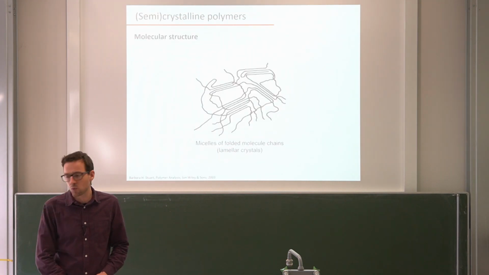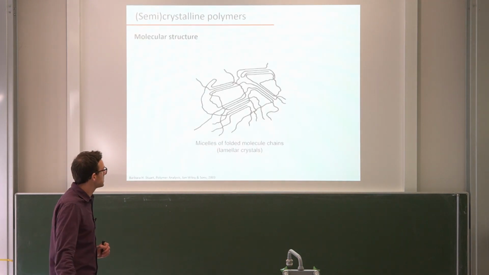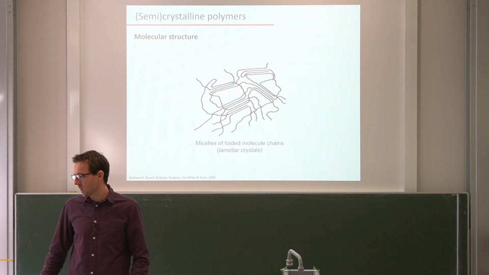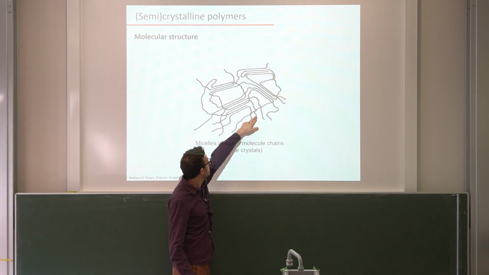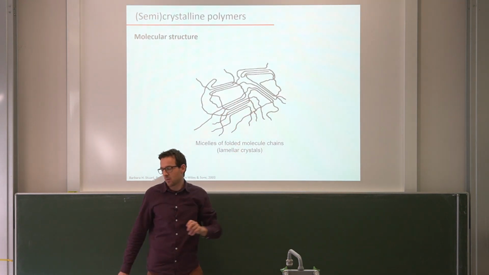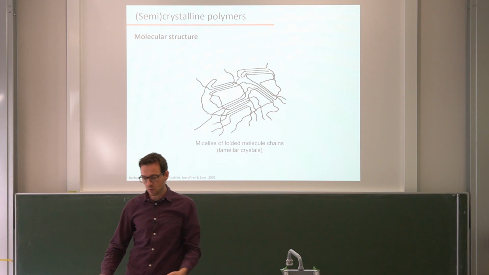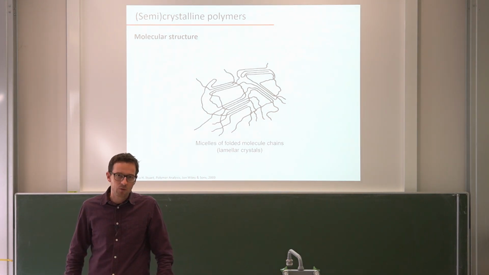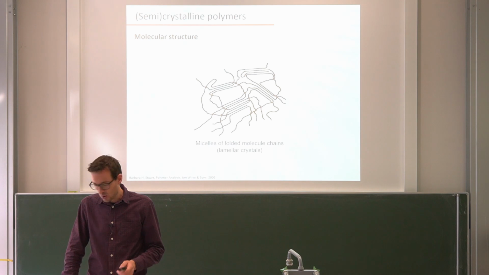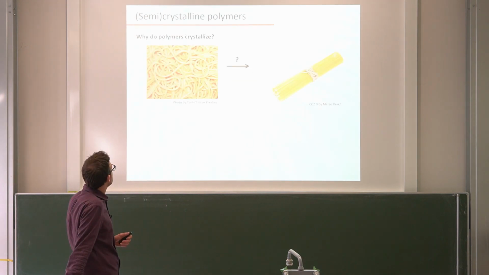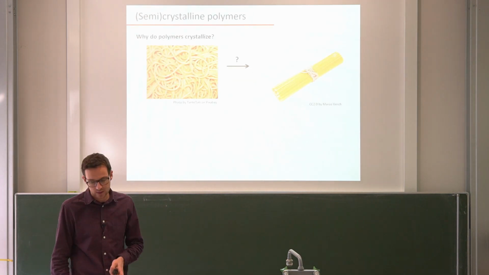And now I want to move to semi-crystalline polymers. So again, here you see our generic cartoon of semi-crystalline polymers. We have amorphous regions that are surrounded by semi-crystalline regions. And now I want to discuss with you some aspects of thermodynamics and especially what changes or why it can be important to have semi-crystalline materials. Okay, so first, let's see, why do polymers crystallize?